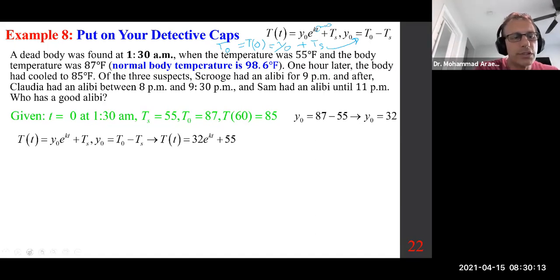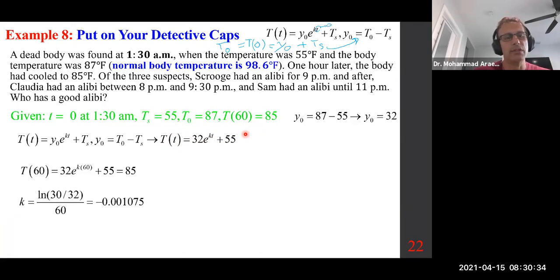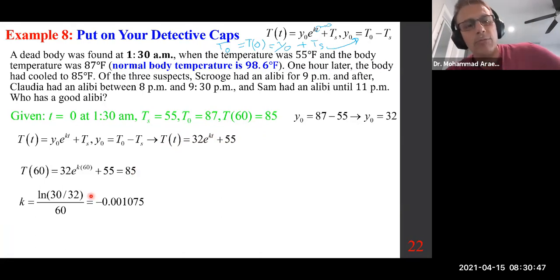We are going to use the second piece of information to find the missing k. T of 60 is 85. So if we replace the t with 60, this becomes 85. We are going to calculate that. Now, this is intermediate algebra. K is equal to that. How does it work? Just quickly subtract 55, divide by 32, take a natural log, okay? I hope everybody is fine with that. From here to here, you need a couple of steps, so that shouldn't be a big deal.